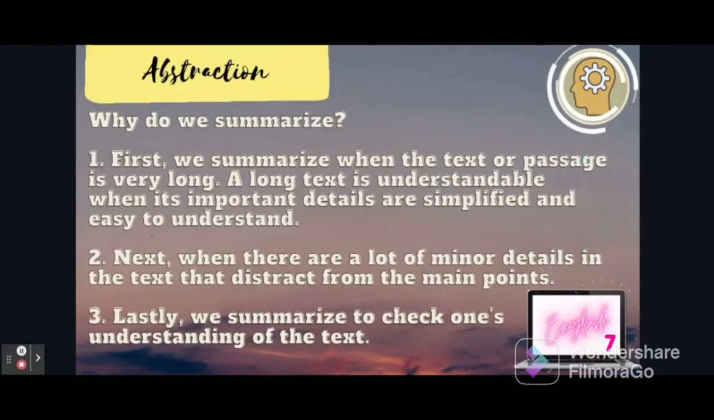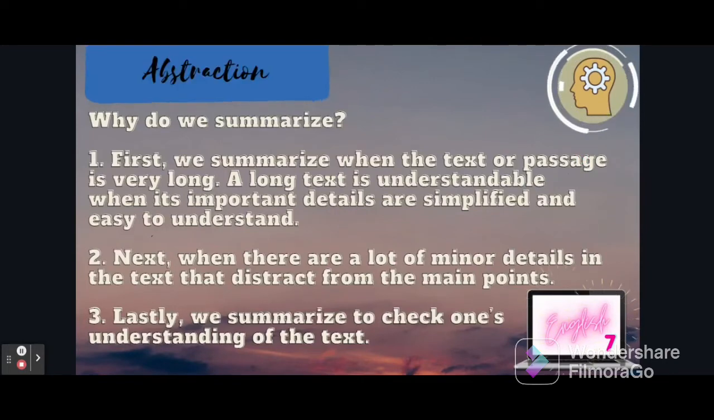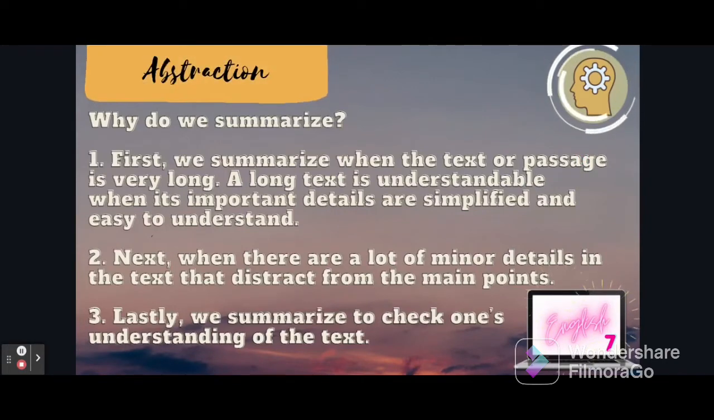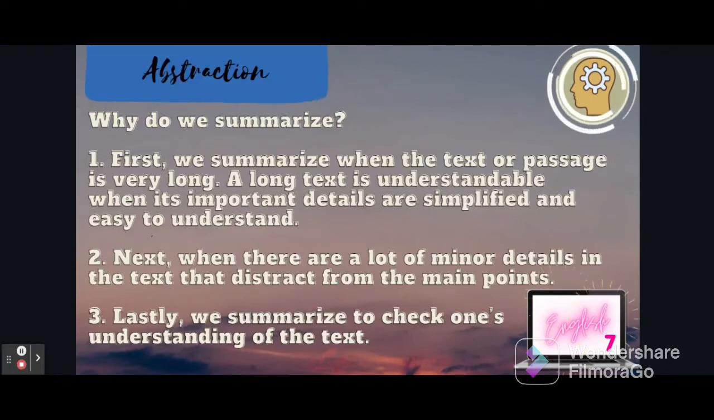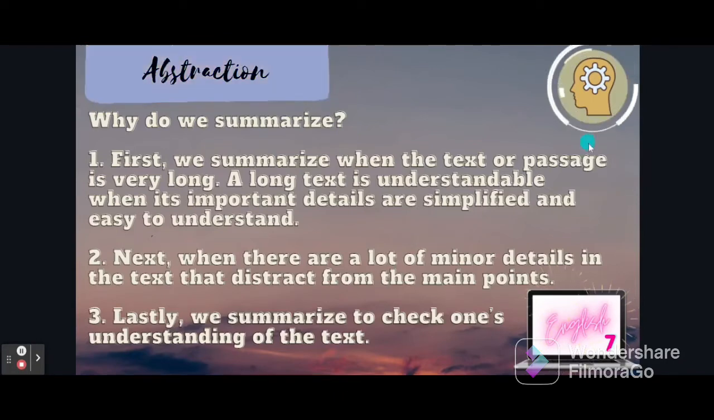Now, why do we summarize? First, we summarize when the text or passage is very long, and a long text is understandable when its important details are simplified and easy to understand. Next, when there are a lot of minor details in the text that distract from the main points. Lastly, we summarize to check one's understanding of the text.